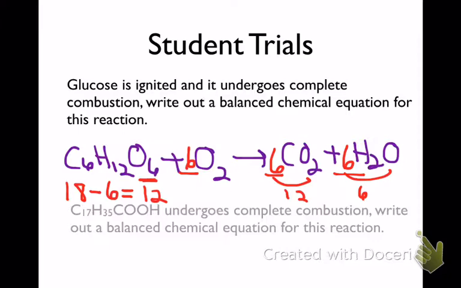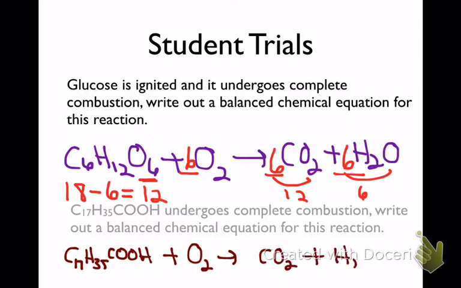Let's look at a second example. We've got this larger molecule. It's going to undergo combustion. Again, it looks like a hydrocarbon. So it should burn. It says it's going to combust, so we're going to add oxygen in. And they reference that it's complete, so again we get CO2 and water. So there's my skeleton equation again. Okay, now we're going to balance this.